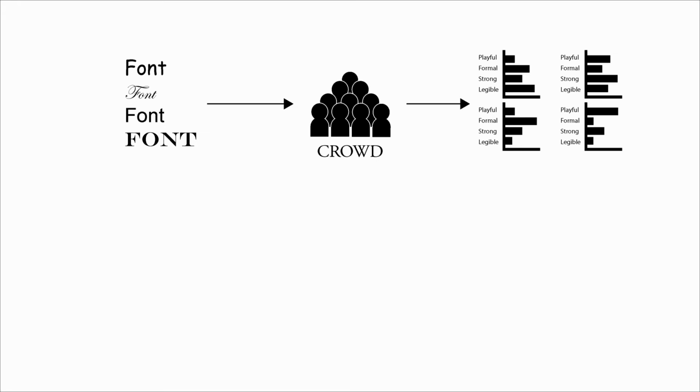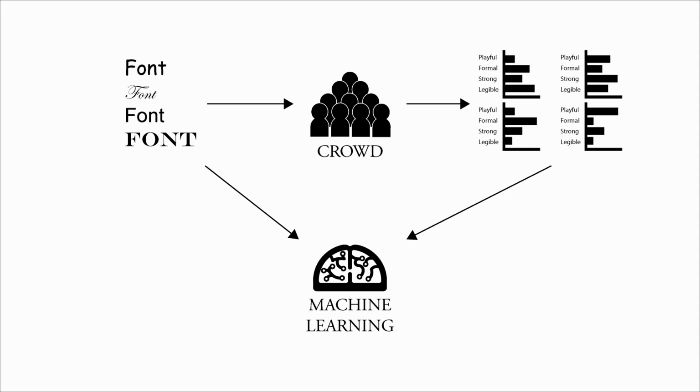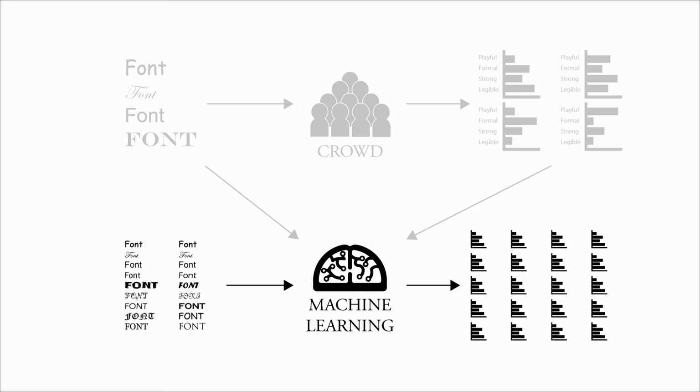We first select a small number of fonts. Then we use crowdsourcing to collect human opinions on attribute values for these fonts. We then take this data and feed it into a machine learning algorithm that learns how to map from the shape of fonts to their attribute values. This model can now take an arbitrary number of fonts and automatically compute attribute values. This approach can scale to any collection of fonts, including the one on your computer, at zero cost.